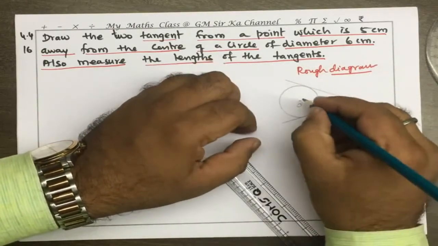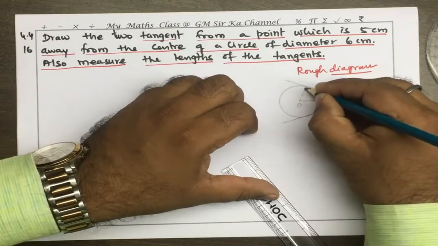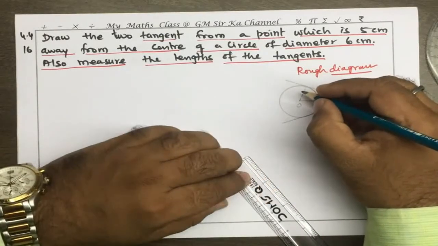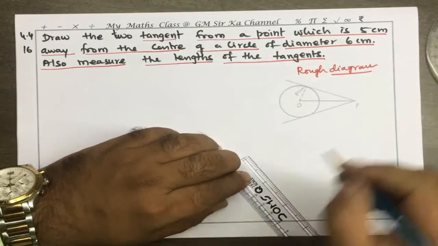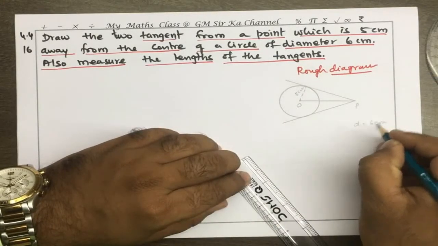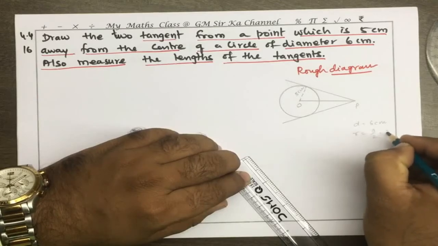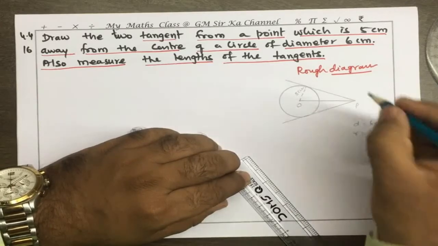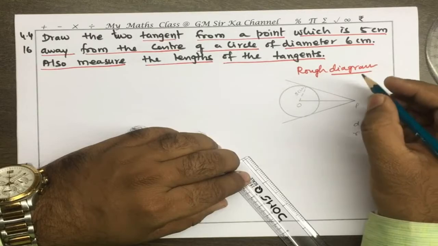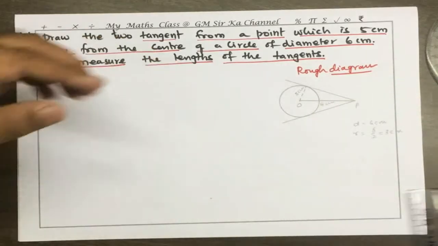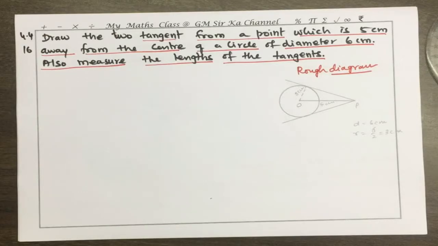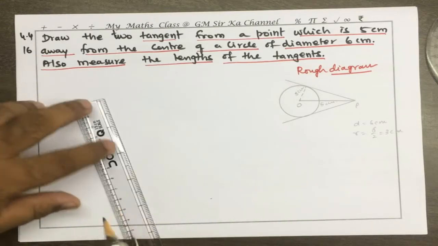So the radius is 3 centimeter because the diameter is 6 centimeter. So the radius is 6 by 2 equal to 3 centimeter. And the point is 5 centimeter away from the circle. First of all, we must draw the circle of radius 3 centimeter. 3 centimeter in the compass we have to take.